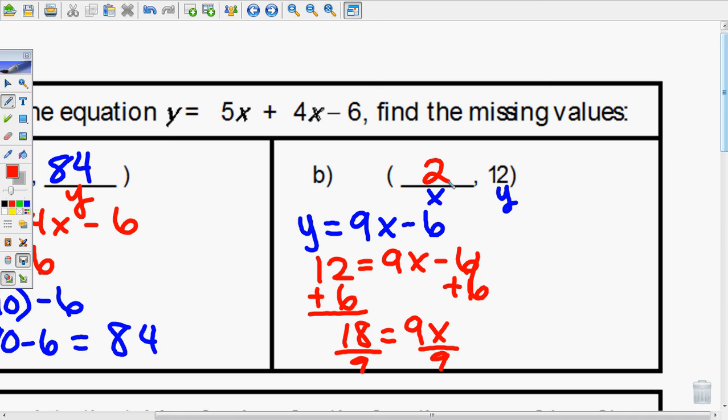How do we feel? We've done it now 3 times. Can you plug in for x and solve for y? Can you plug in for y and solve for x? Yes. Feel pretty good about it?